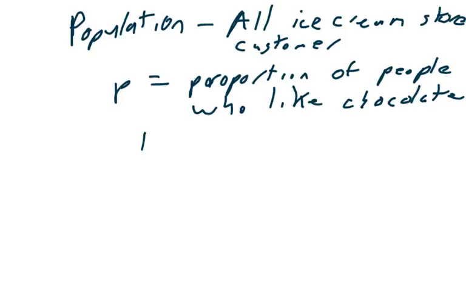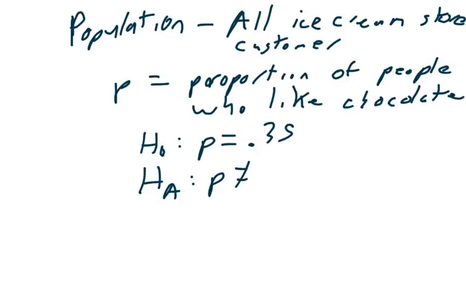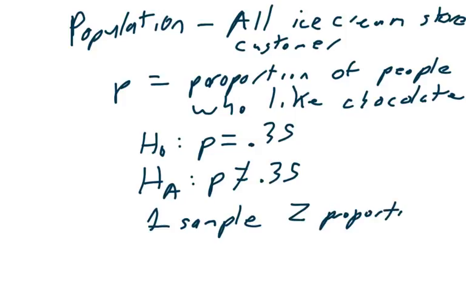And so my null hypothesis is P equals 0.35, because we assume that it's going to be 35. And our alternate hypothesis, since we don't know if it's too big or too small, is that P is not equal to 35. Remember, we only use P or mu for our hypothesis. And this is a one sample Z proportion test. And remember, proportions always use Z.